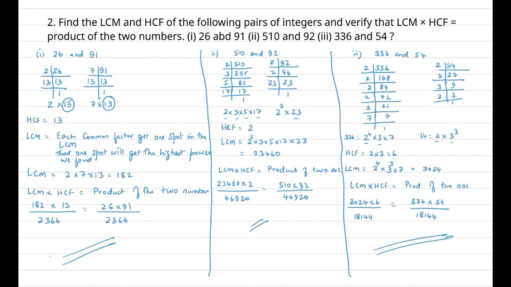Also, some students will have doubts. Sir, you are starting from 2 and then going to 3, and then 7. Can we do it in another order? Yes, you can do it in any order, but take only prime numbers. There is a possibility that you might miss, and that is the reason we go from the base number 2 and then gradually go up.